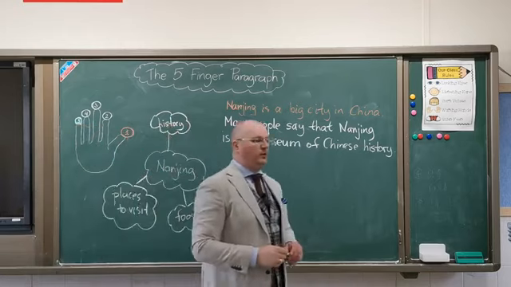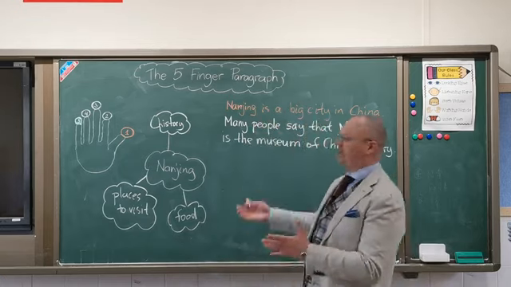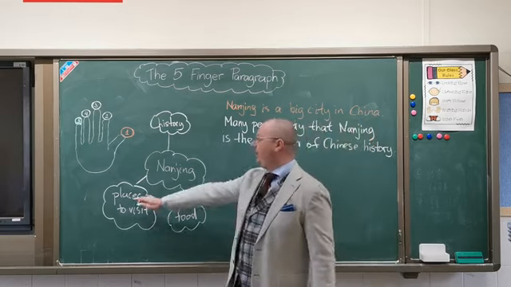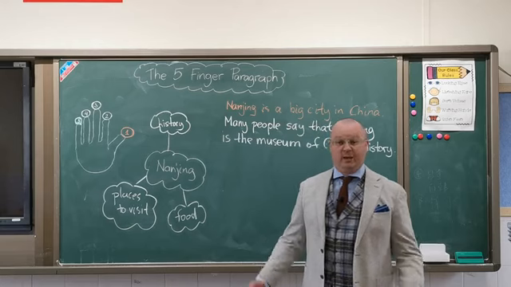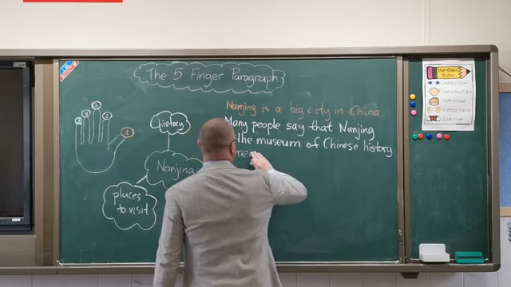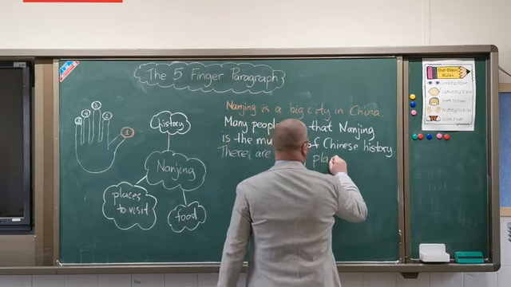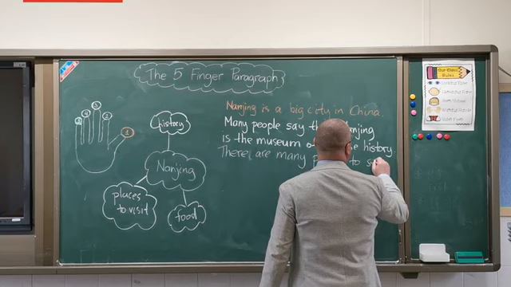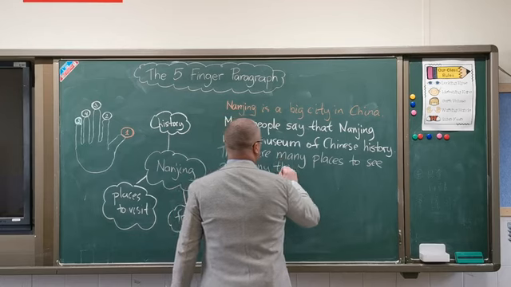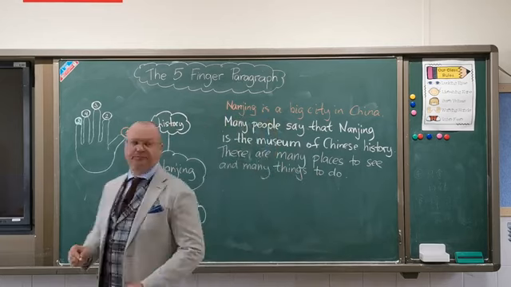Next one, let's talk about maybe places to visit. And let's keep it general because it's, you know, the first paragraph, something that we introduce. So let's just say that there are many places to see and many things to do. Here we go. There are many places to see and many things to do. There we go.